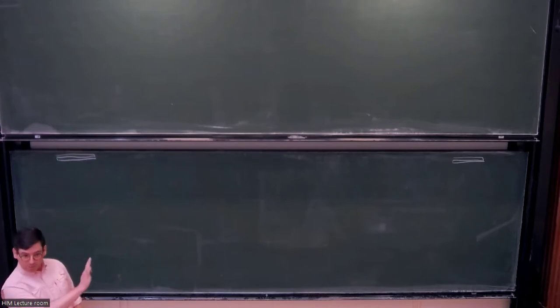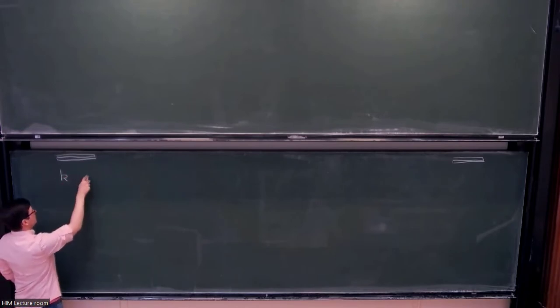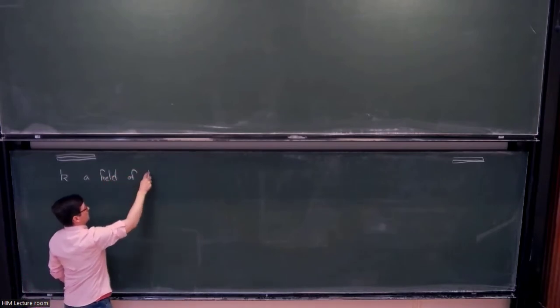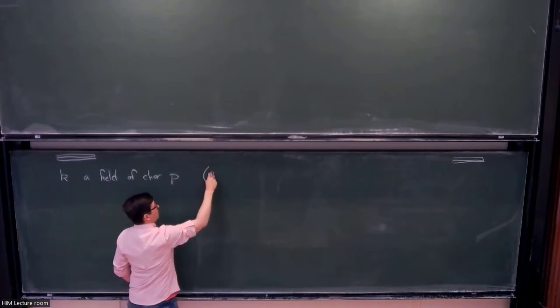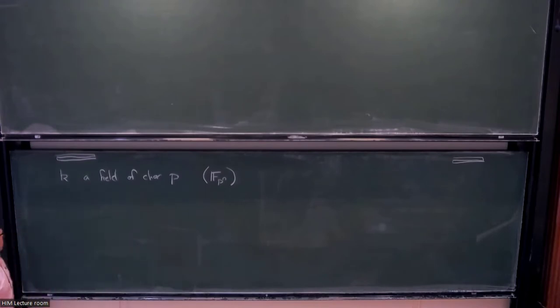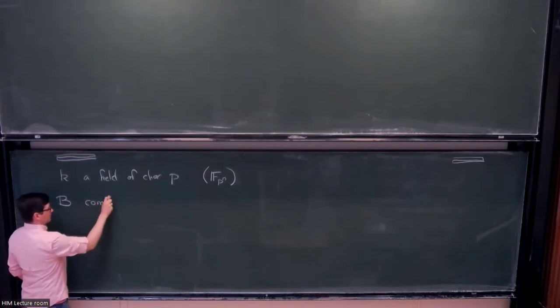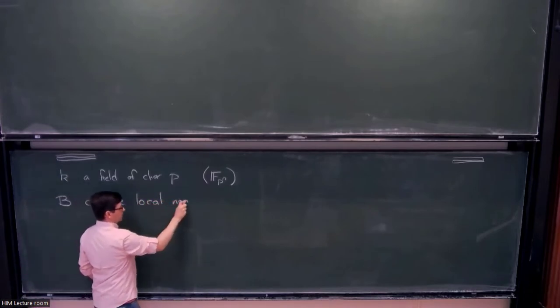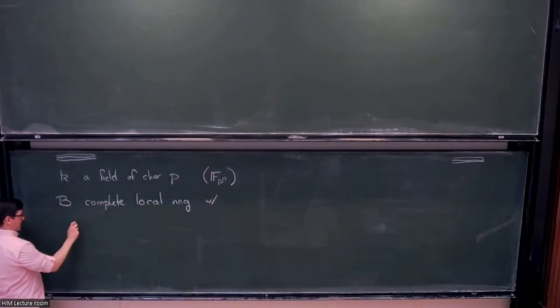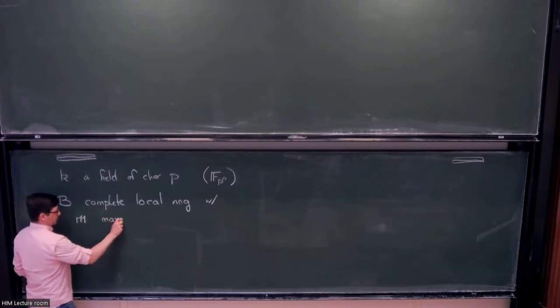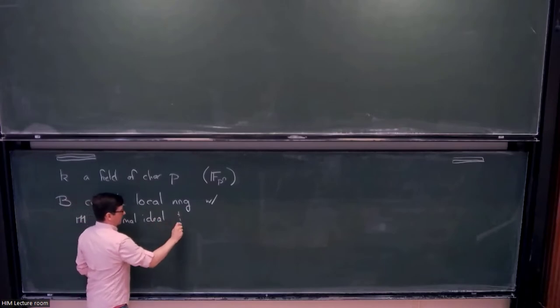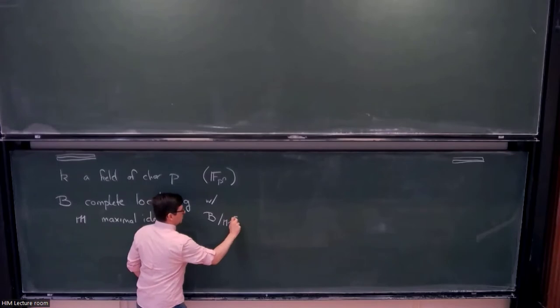I'm going to start with that algebraic geometry question of what it means to talk about a deformation of a height n point. So I'm going to define a category. Let's say K is a field of characteristic p, and actually the only ones I'm probably ever going to consider are these. And I'm going to look at a ring B, which is going to be a complete local ring with maximal ideal M, and I want B mod M to be my field.